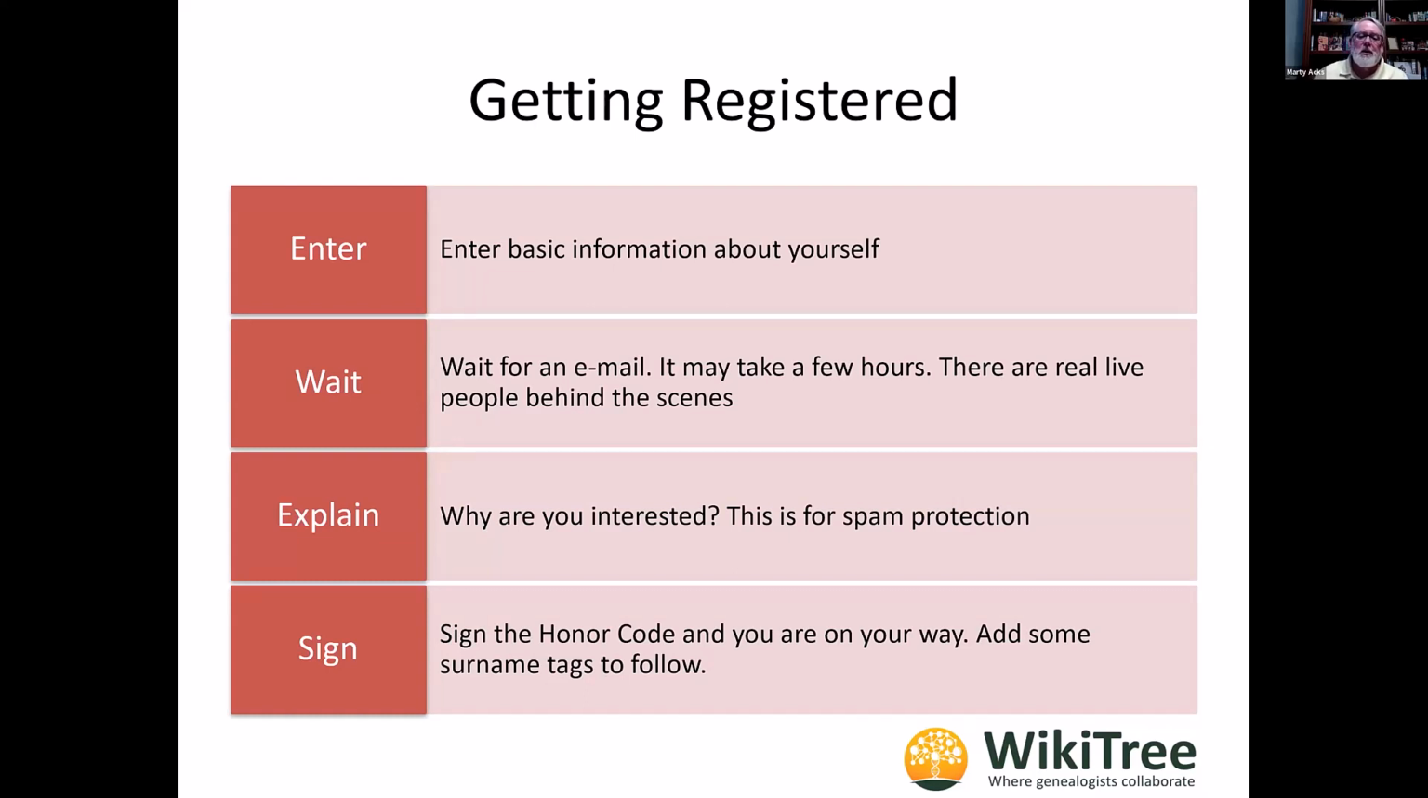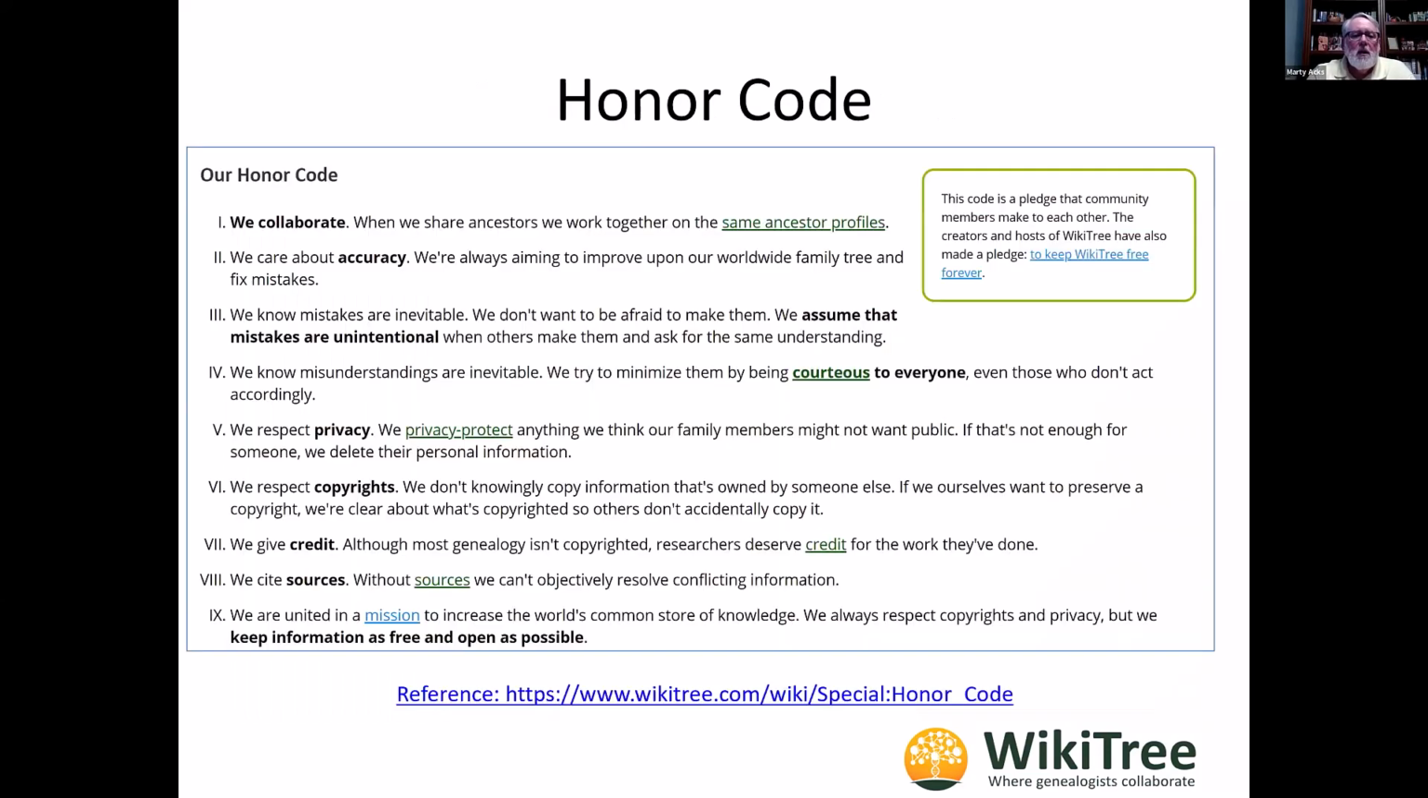The next thing you do is you sign what's called the honor code and you're on your way. And the honor code, I've got a slide that I actually spent a little more time on than I had originally thought I would, because it actually covers not just the code, if you will, and the rules, but it really covers the philosophy of what WikiTree is all about. So there are 9 aspects to the honor code. I don't know that this has changed or might have got tweaked a little bit, but it just hits on the philosophies.